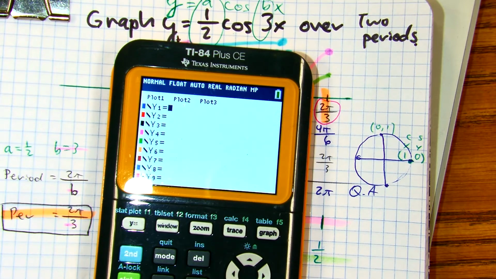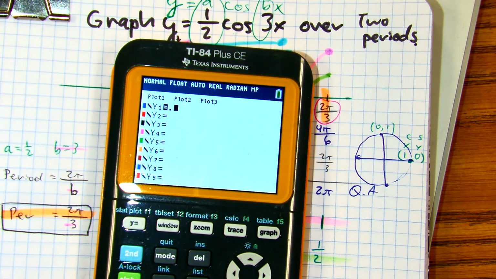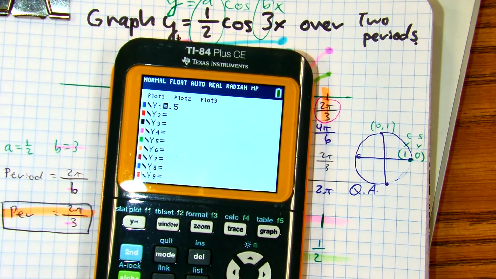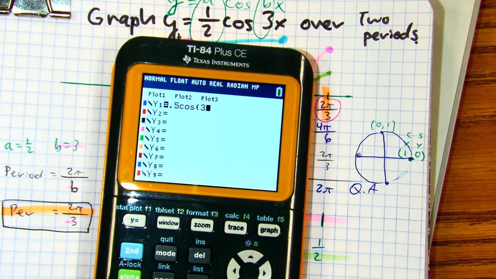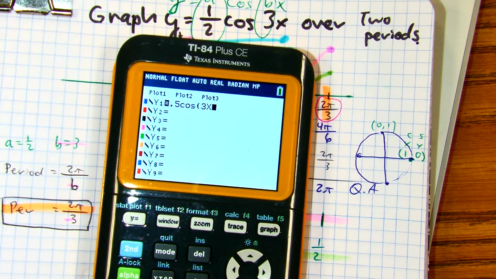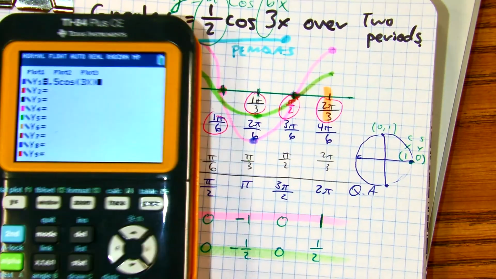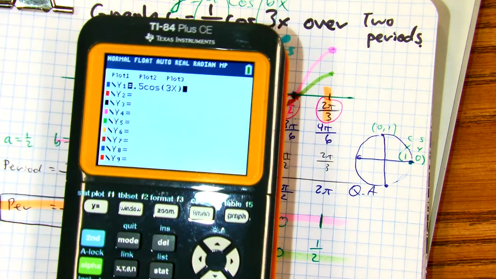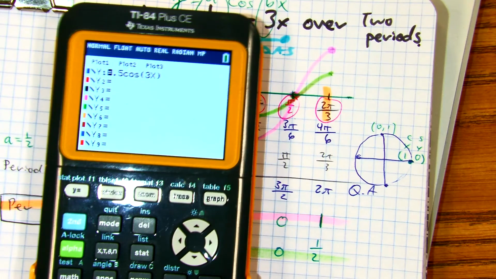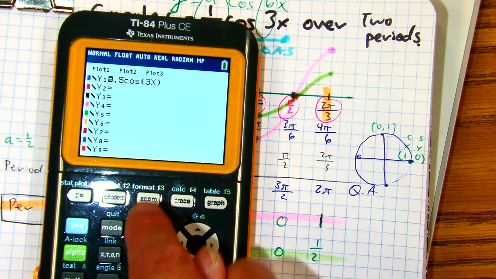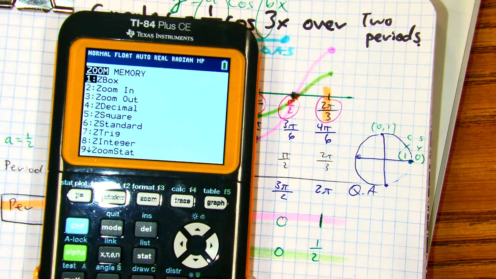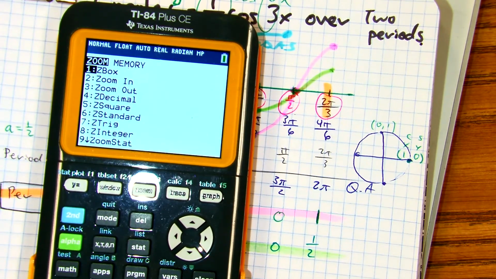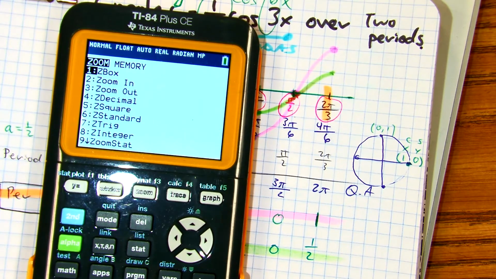Feel free to use decimals here, 0.5 cosine 3x. Class, is that 1/2 cosine 3x? Okay. Let's gamble. And let's put in zoom. And we normally push what? But what does number 7 say? Let's see what happens.